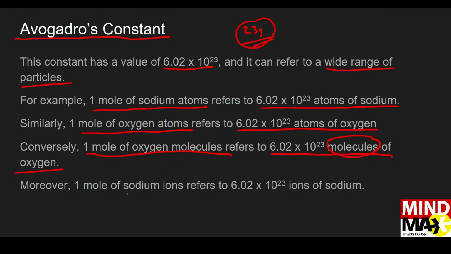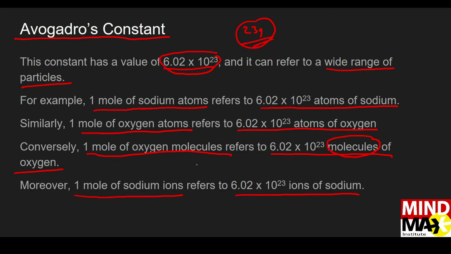The last one, 1 mole of sodium ions. So this can also refer to ions. So 1 mole of sodium ions, what does it refer to? Same thing. These many ions of sodium. So this number is a flexible number. It is not fixed to any specific type of particle. It's spread out to a wide range of particles. So if you're dealing with atoms, 1 mole of anything's atoms, it will refer to those many atoms of that substance. If you're referring to molecules, it will refer to those many molecules of that substance. And if you're referring to ions, it will refer to those many ions of that substance. Okay, so depending on the question in hand, we have to adjust our particle in Avogadro's constant.